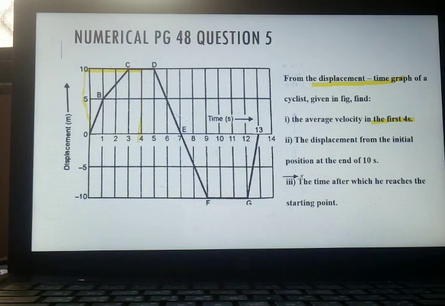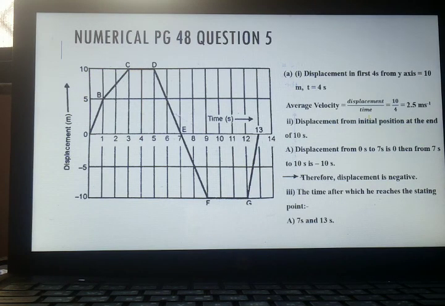But what is the formula for velocity? Velocity is equal to displacement upon time. So displacement is 10 and time is 4. So 10 upon 4 meters per second, that is 2.5 meters per second.